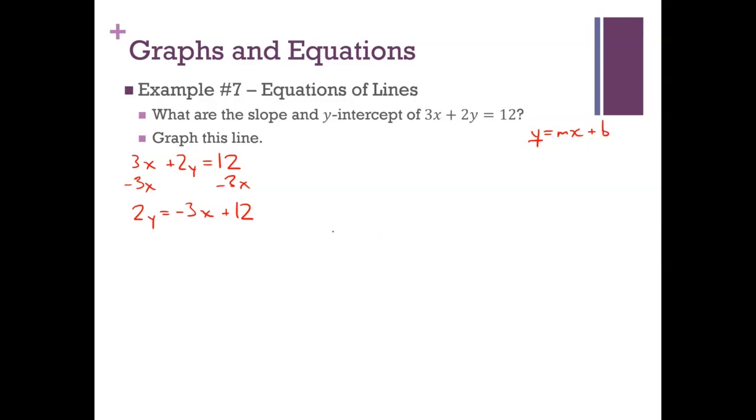What's that? Right, but how is what I'm asking. Divide both sides by 2. So now we have y isolated. What is the right-hand side going to look like? Negative 3 over 2x plus 12 over 2, which is 6.